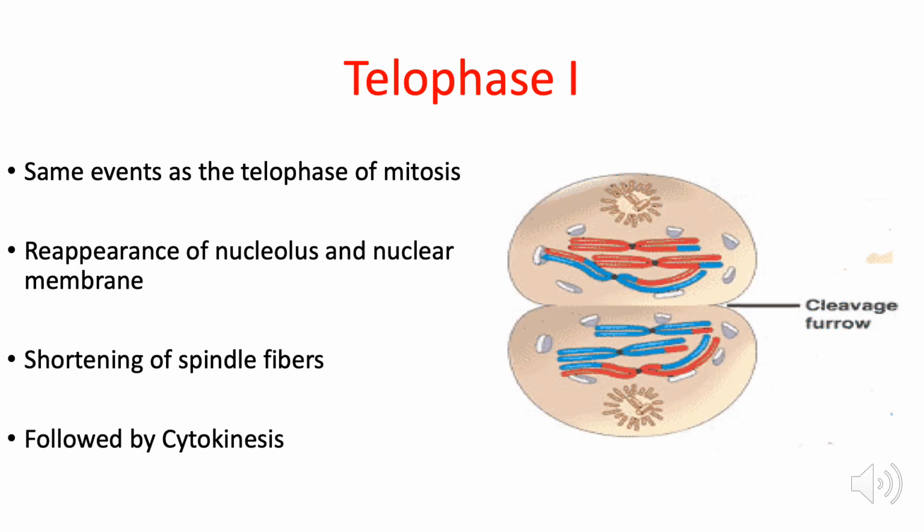The events in telophase I are basically the same as that of the telophase of mitosis. The chromosomes will become less condensed, the nucleolus and the nuclear membrane will start to reappear, and the mitotic spindles will disappear. Then this telophase I will be followed by the separation of the daughter cells in the process called cytokinesis.